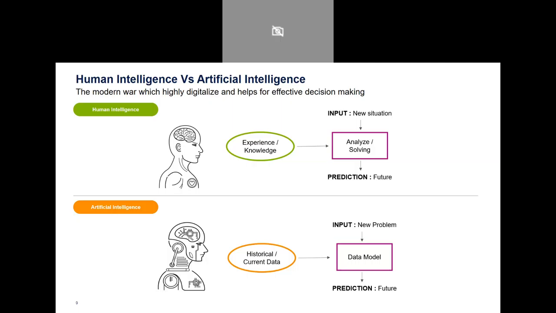Nevertheless, human decisions are always best in most cases, but artificial intelligence helps as a support system for a human. I hope this picture gives a really basic way of seeing the difference between artificial and human intelligence. I hope this at least gives some basic understanding of this topic.